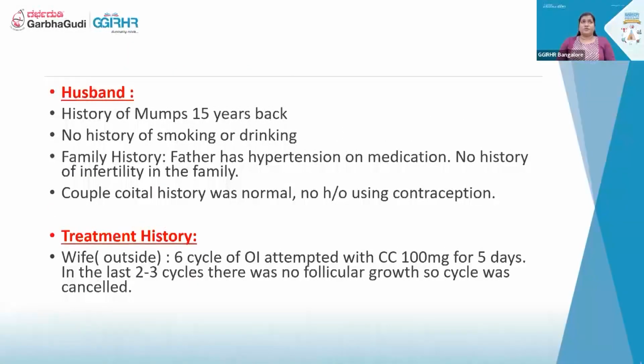Husband had a history of mumps 15 years back. There was no history of smoking or drinking. Family history: father has hypertension. There was no other infertility history in the family. Coital history was fairly normal. Treatment: before coming to our clinic, she had multiple cycles of ovulation induction attempted with clomiphene citrate 100 milligrams for 5 days in the last 3 cycles, but there was no follicular growth, so the cycle was cancelled and the couple did not have any IUIs or natural intercourse before that.